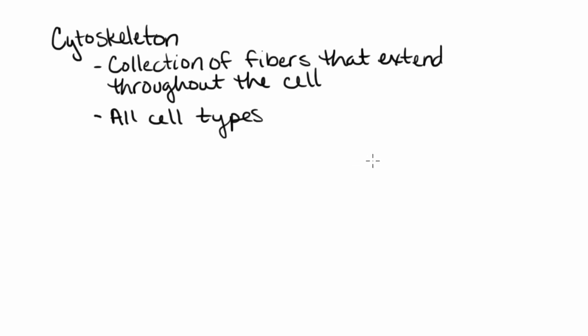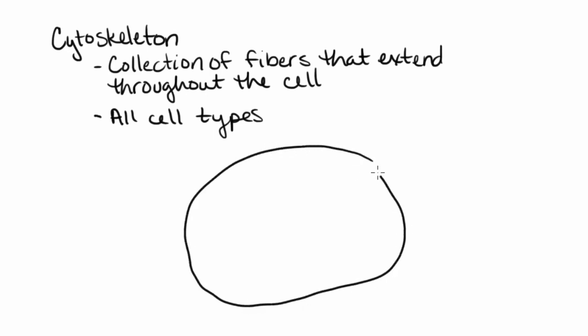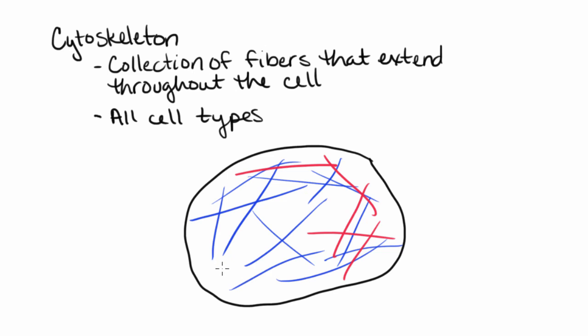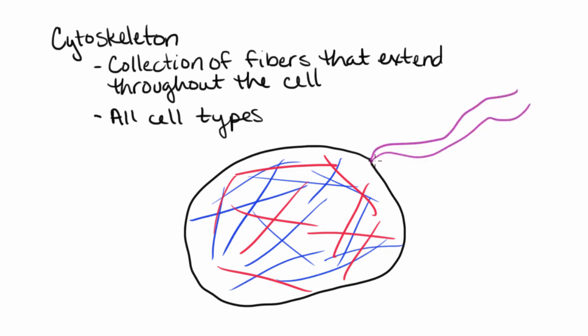So if we were to take a look at the cytoskeleton and actually draw it inside of a cell, here is my cell, and this is really going to be composed of just a network of fibers that extends all throughout the interior of the cell. And these fibers that you do have, they're made up of a variety of different materials. So you will see them in different sizes. Some of them happen to be hollow, some of them happen to be solid, and then some of them actually even extend from the cell.